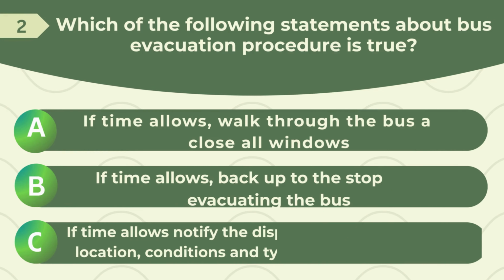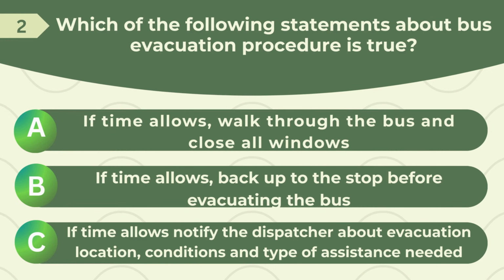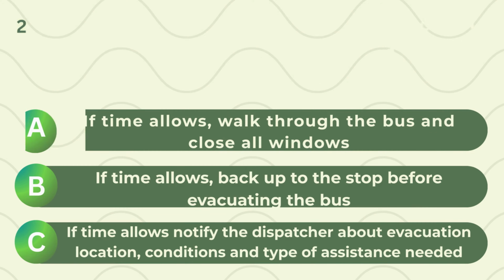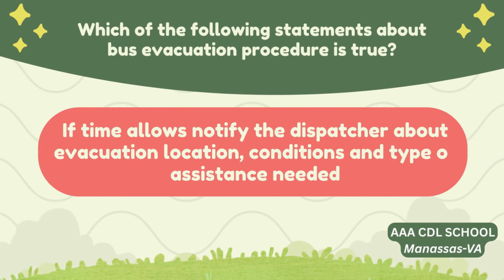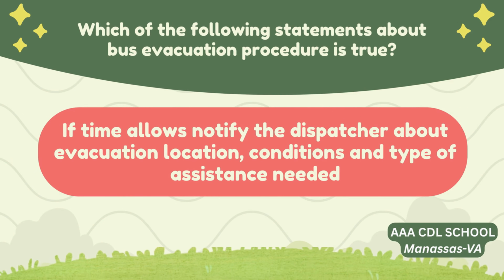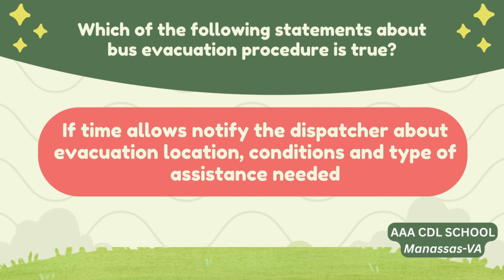Which of the following statements about bus evacuation procedure is true? A. If time allows, walk through the bus and close all windows. B. If time allows, back up to the stop before evacuating the bus. C. If time allows, notify the dispatcher about evacuation location, conditions and type of assistance needed. Correct answer: if time allows, notify the dispatcher about evacuation location, conditions and type of assistance needed.